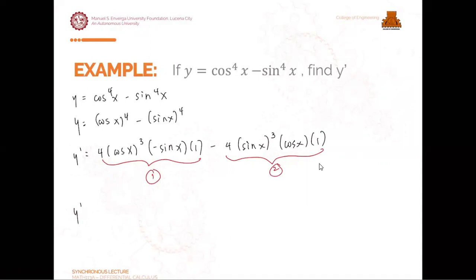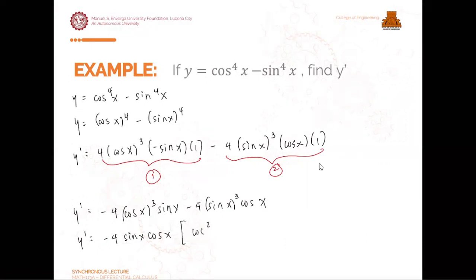So, we just simplify. We have negative 4 cosine x cubed sine x minus 4 sine x cubed cosine x. Then to simplify, we can factor out negative 4 and sine x and cosine x from both terms. So this will be cosine squared x plus sine squared x.